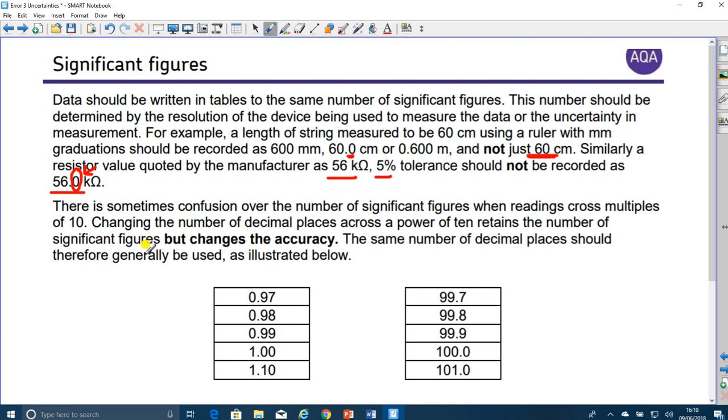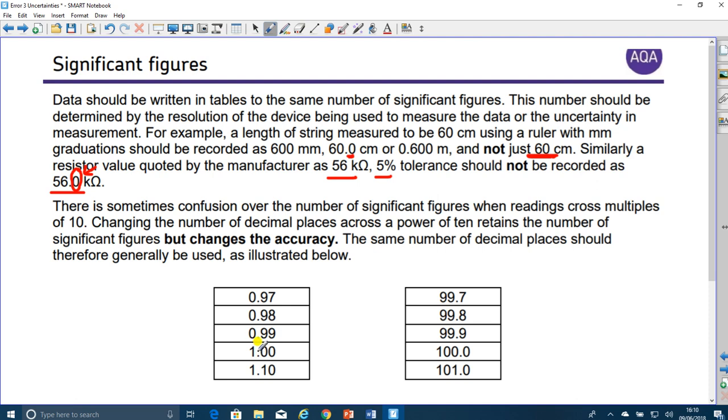Now then, there is confusion over the number of significant figures when readings cross multiples of 10. So here we can see we've gone up from 0.99 to 1.00. Okay, so this is an area of confusion for a lot of people. Changing the number of decimal places across a power of 10 retains the number of significant figures but changes the accuracy. The same number of decimal places should therefore generally be used.